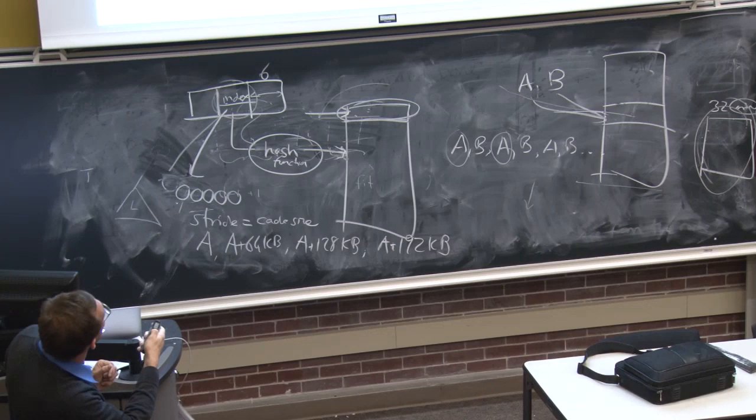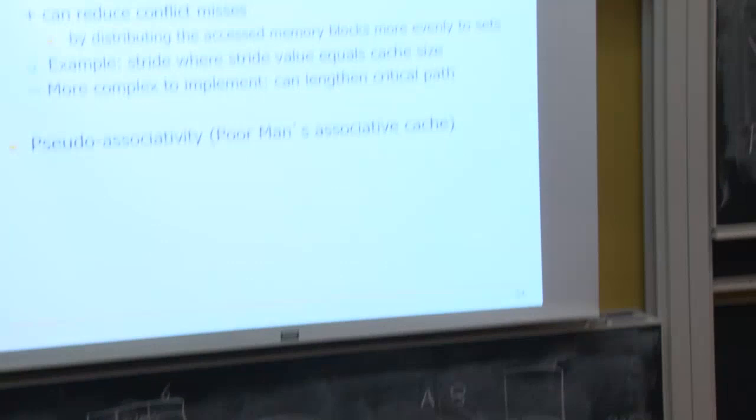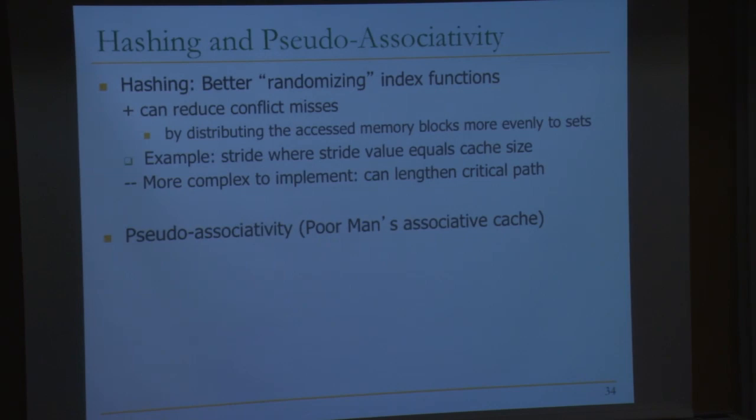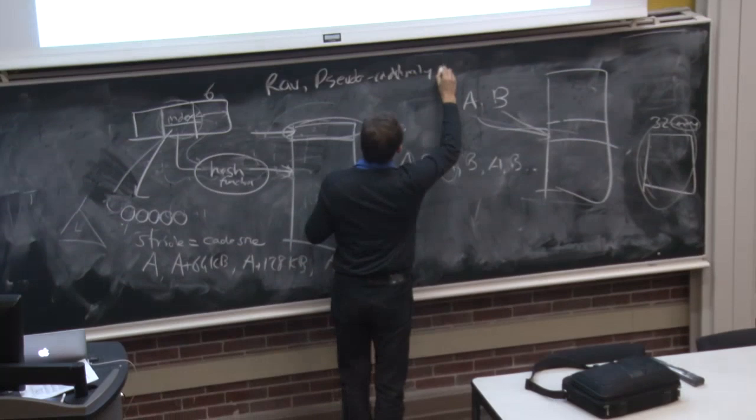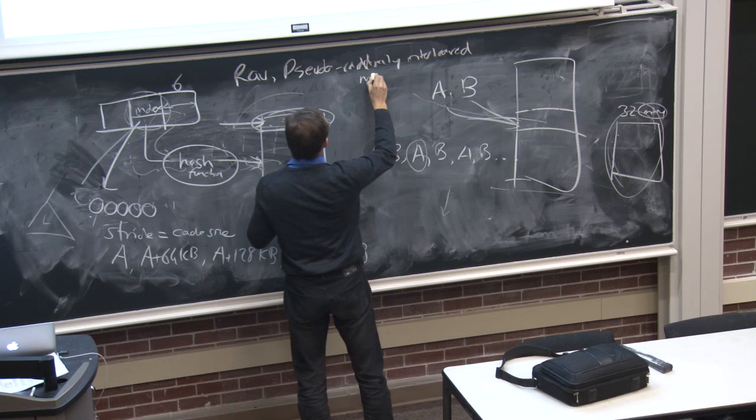Well, I guess I've given you that. It's more complex to implement. Why? Because now you need to have this hash function. And people have looked at many different hash functions. And I've given you one paper that treats the problem theoretically. Bob Rau's paper on pseudo-randomly interleaved memory. It's not the same problem, but the idea is the same. You use a hashing function to reduce conflicts. I believe this is ISCA 1991.